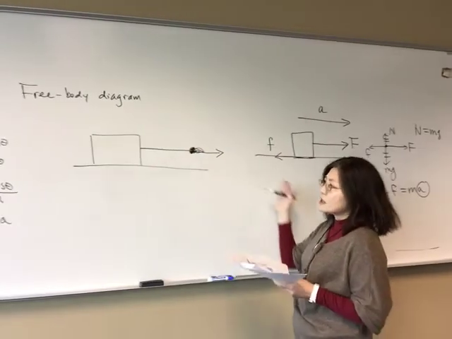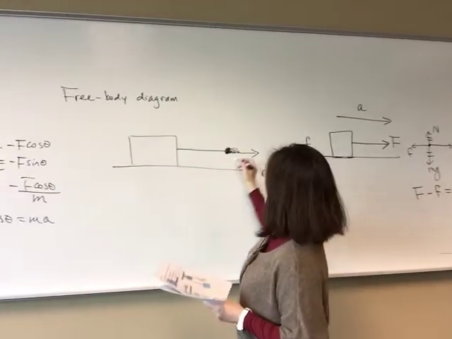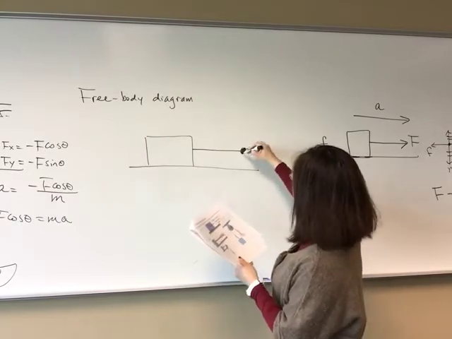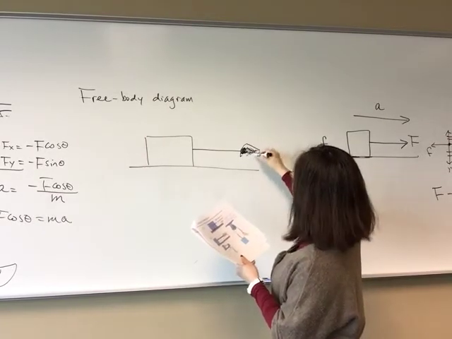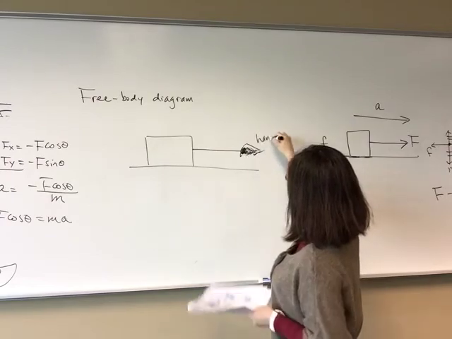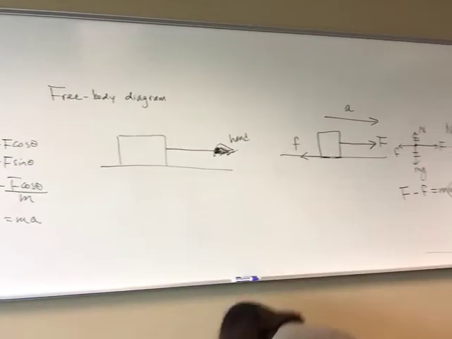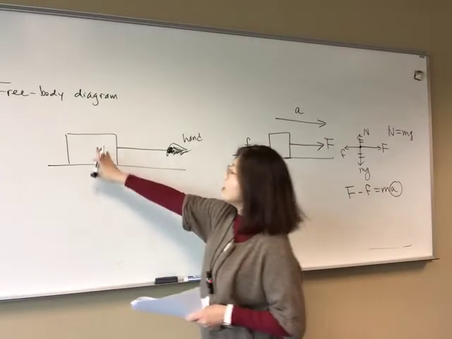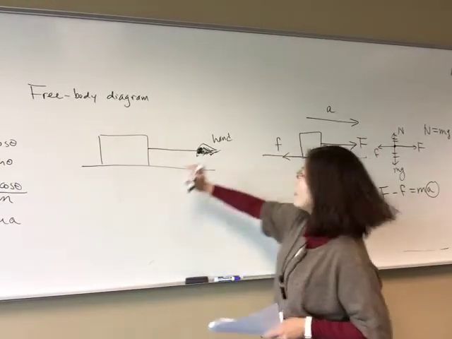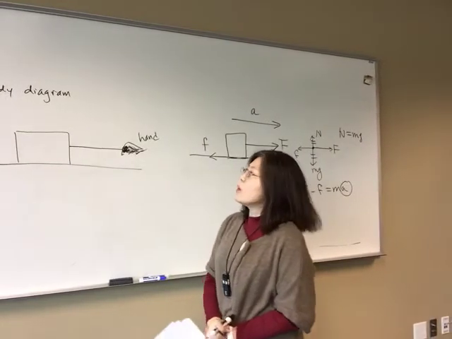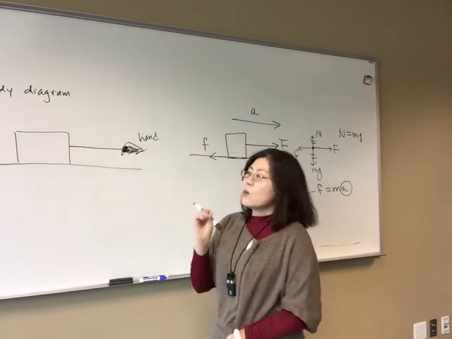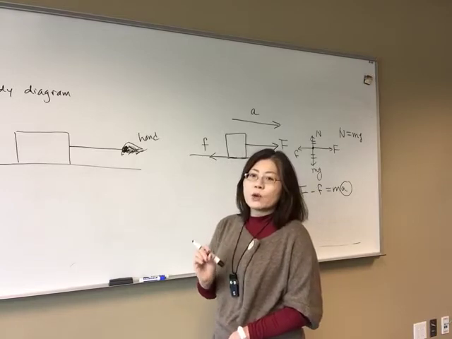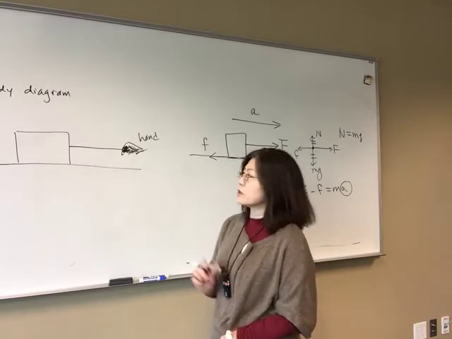If it's pulled in that direction, what is the tension? This is your hand, not very good at hands, holding that. So you can see that now we have two objects: one is the block and one is your hand. Remember, when you draw a free body diagram, you want to draw it for the object that you want to analyze the forces on.